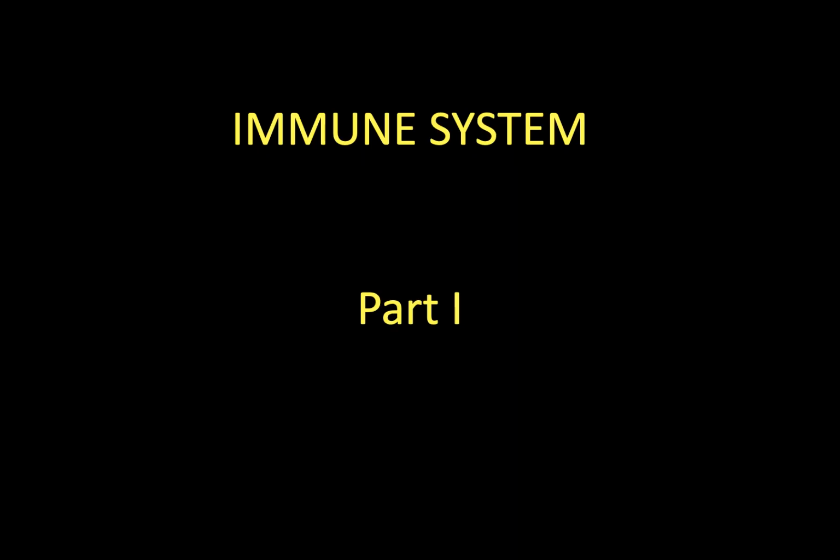So this is the end of part one. I think you can already see that this is a very complex system, the immune system, consisting of many types of cells and many types of immunological molecules and interactions. And so I'll continue with some of these interactions in part two.